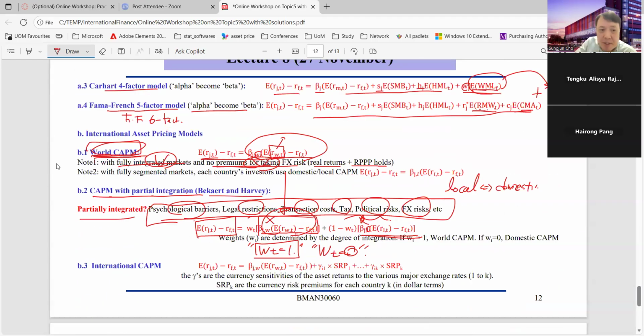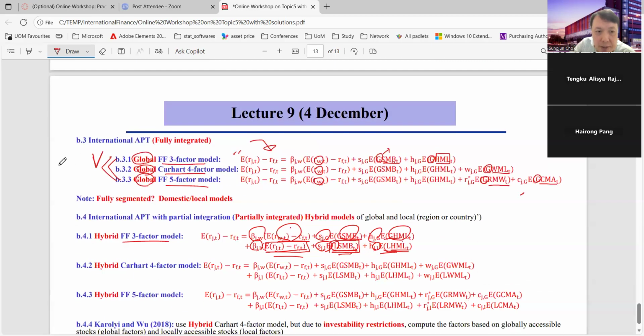So the idea is exactly the same as before. In the fully integrated market, we have global model only. In a fully segmented market, we have local model only. Just like that, in a fully integrated market, we have only global Fama-French three-factor. In a fully segmented market, we only have a segmented factor, the local factor. In a partially integrated market, we have all factors.